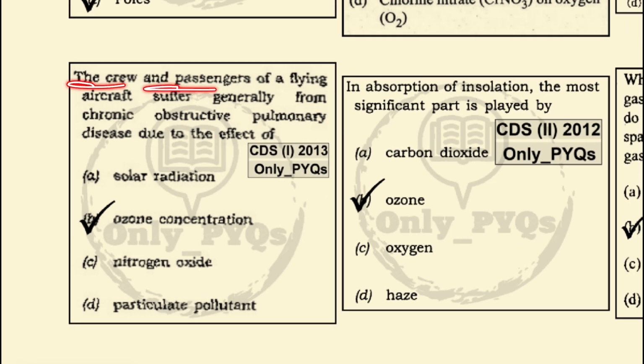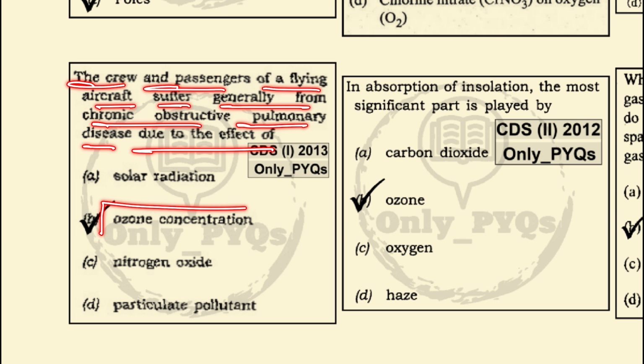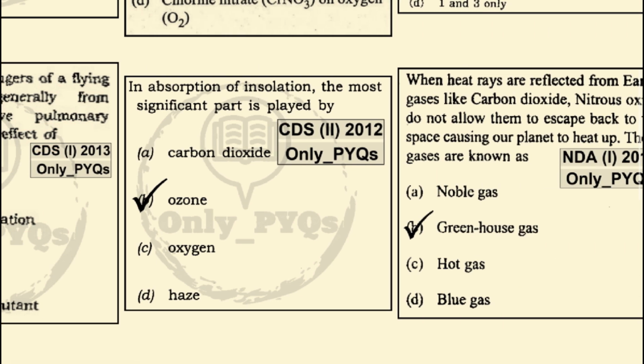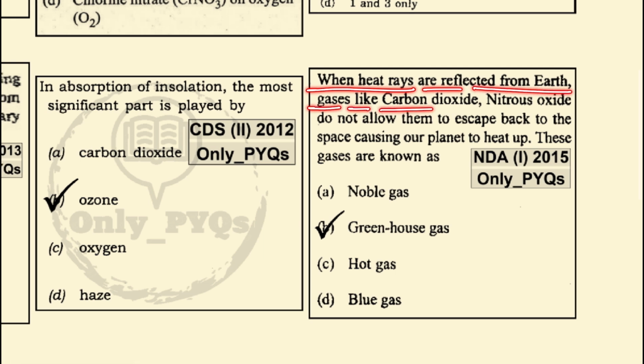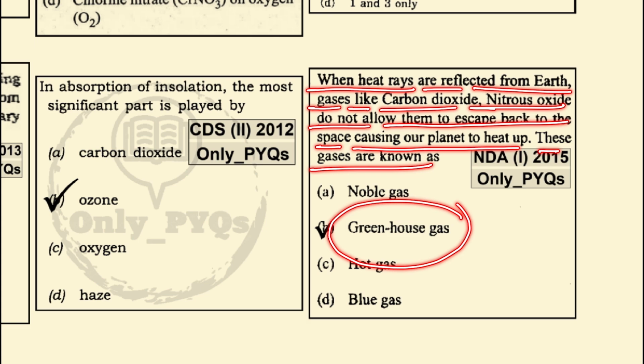The crew and the passengers of flying aircraft suffer generally from chronic obstructive pulmonary disease due to the effect of the ozone concentration. In the absorption of insolation, the most significant part is played by the ozone. When heat rays are reflected from earth, gases like carbon dioxide and nitrous oxide do not allow them to escape back to space, causing our planet to heat up. These gases are known as greenhouse gases.